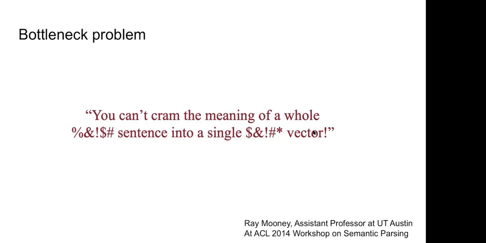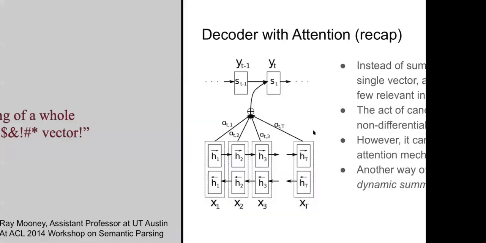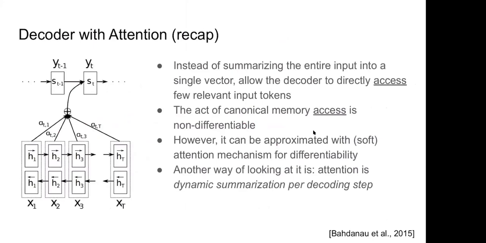And oftentimes people thought, probably no, it's probably not going to be possible to really encode the entire sentence's meaning into one vector. So the follow-up work was trying to resolve this issue. But instead of summarizing the entire input into a single vector offline just once, the idea was to allow the decoder to directly access a few relevant input tokens dynamically.